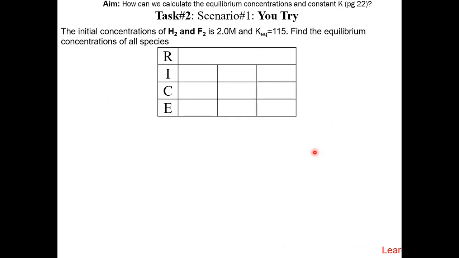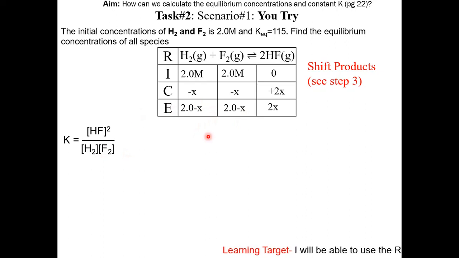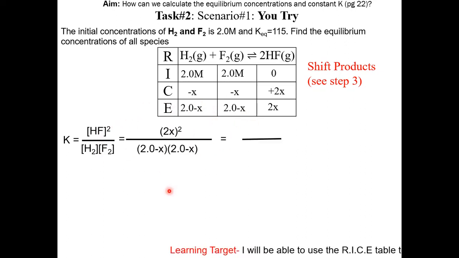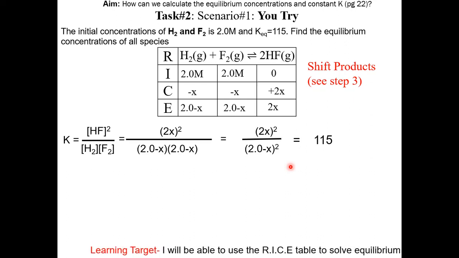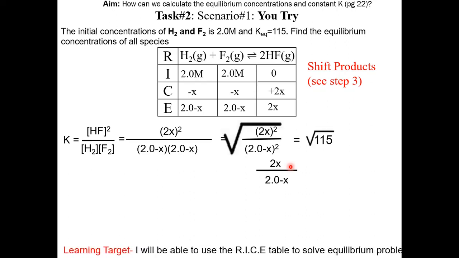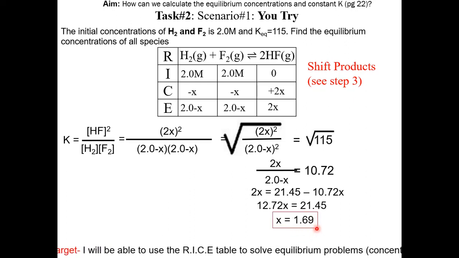The first step is to draw the RICE table and fill it in. Next, you set up the K equation, HF squared over H2 times F2. Next, you plug the equilibrium concentrations into the K constant equation. Based off the question, K is equal to 115. You take the square root of both sides and solve for x. X is equal to 1.69.